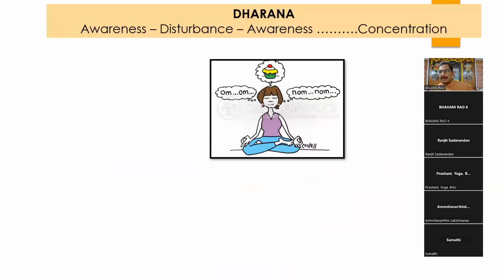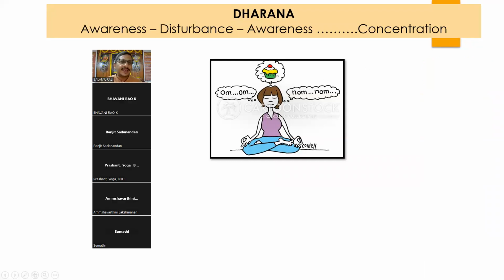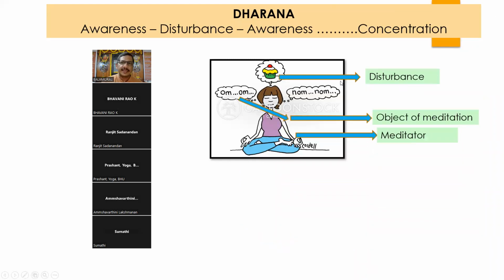Now, this is Dharana. Dharana means what? You are sitting in meditation. You are there, and the object of meditation. Let's say Om. You are meditating on Om. When you meditate on Om, you will get some disturbance: the cake or ice cream or food or office, everything will be a disturbance. So in Dharana, three things. Disturbance is there. Object of meditation is there. And the meditator. You are the meditator. Three things are here.